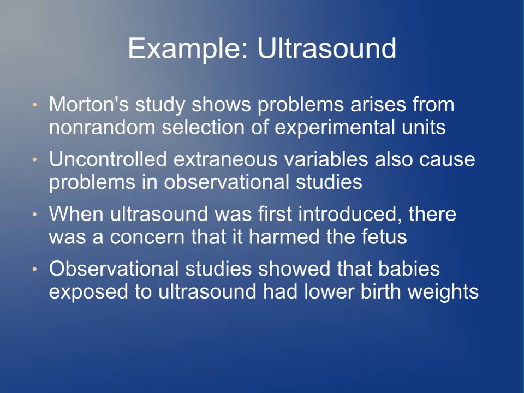So this study illustrates why you can have problems if you select your experimental units non-randomly. Another potential problem is if you don't control for confounding variables in observational studies. A famous example of this was when the ultrasound was first introduced. A lot of people were worried that it could potentially harm the fetus, so they did some observational studies and found that babies who had had ultrasounds tended to have lower birth weights than babies who hadn't. This led to a minor panic for a while, but hopefully you see immediately that this was an observational study, not a controlled experiment.